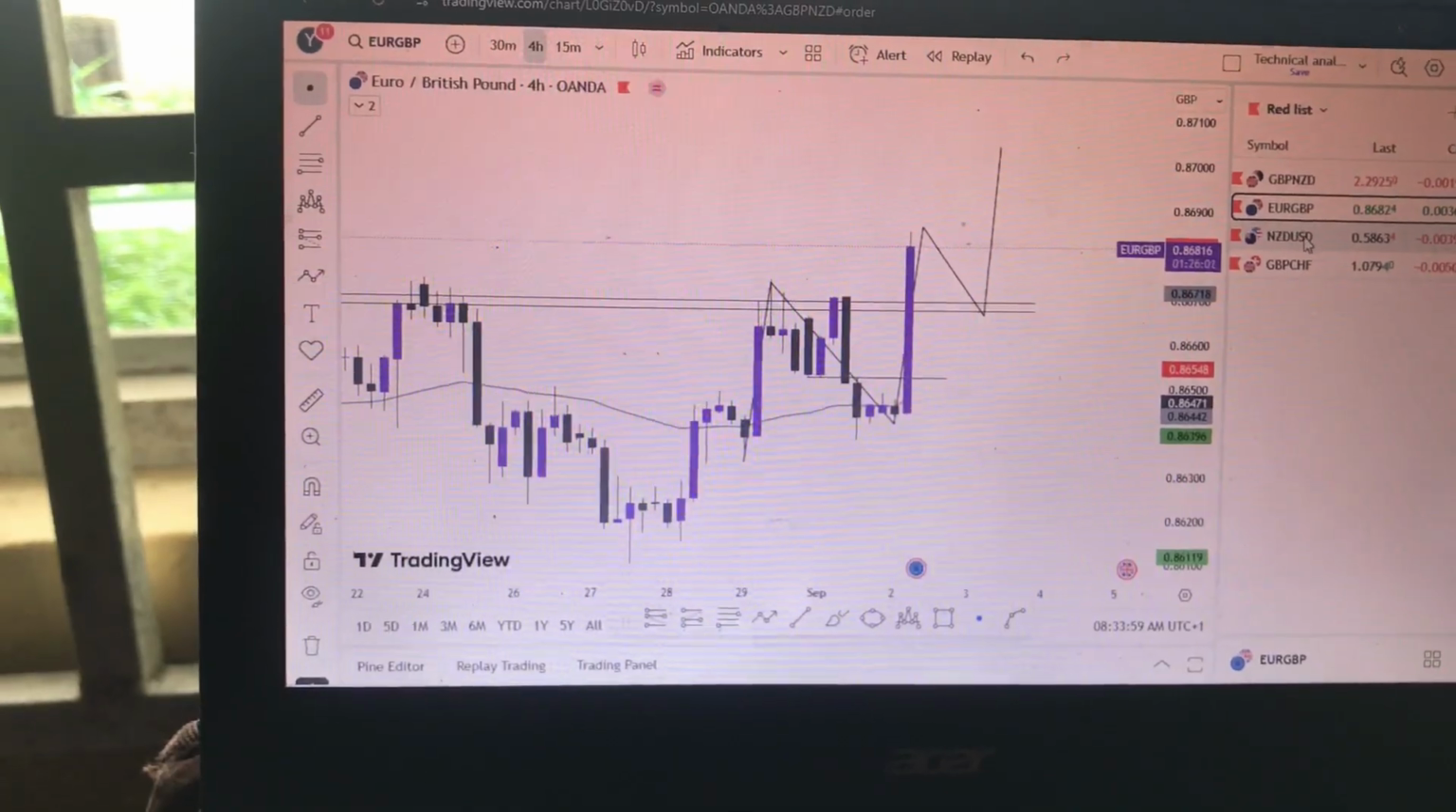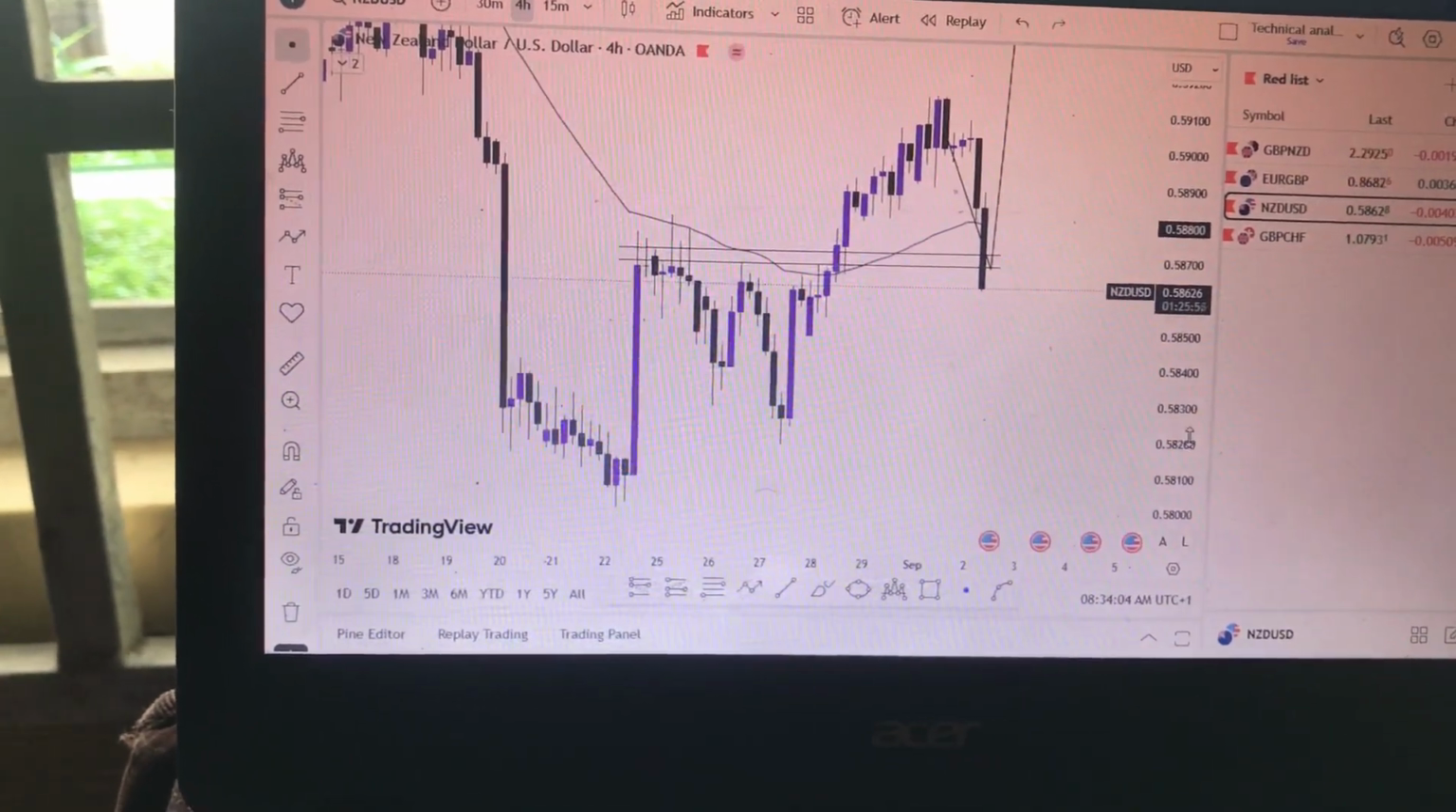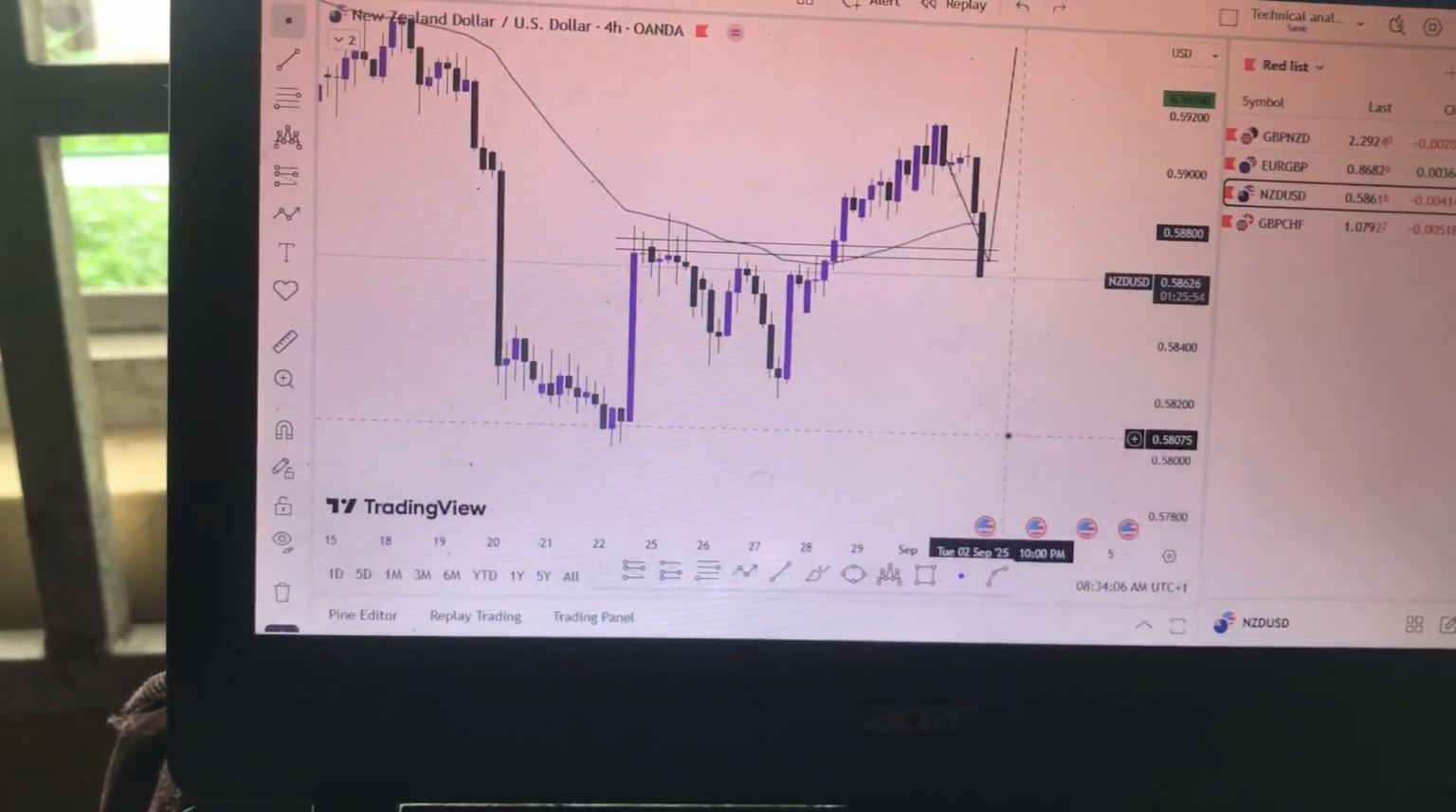No need to panic or worry about it. So the bullish trade idea on NZD USD, I thought there's definitely some fundamentals playing out.